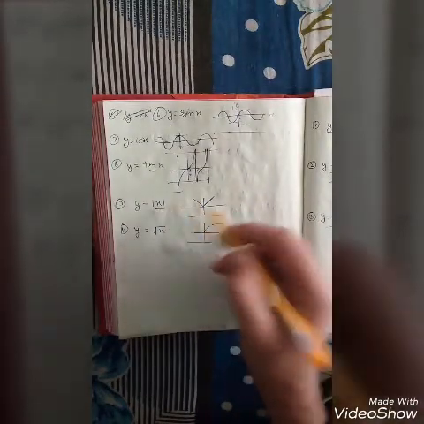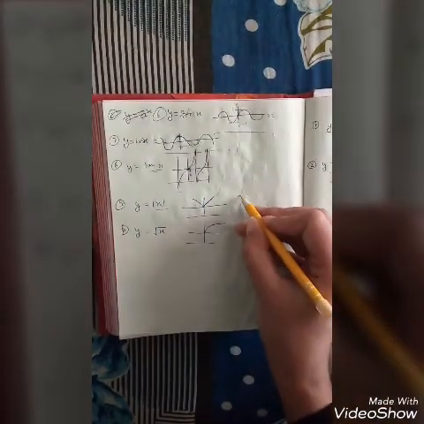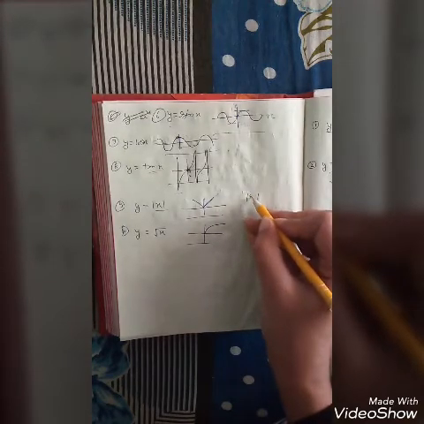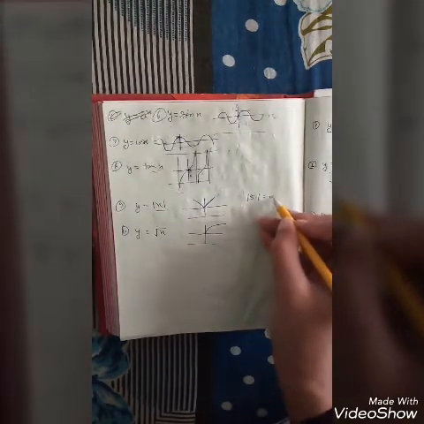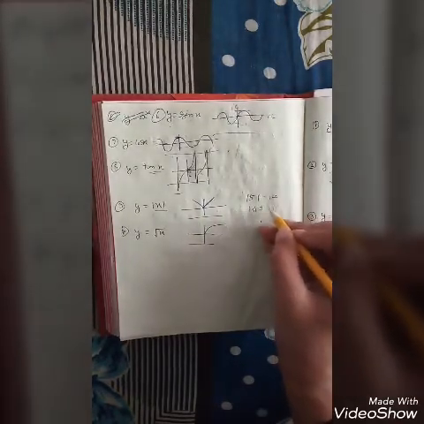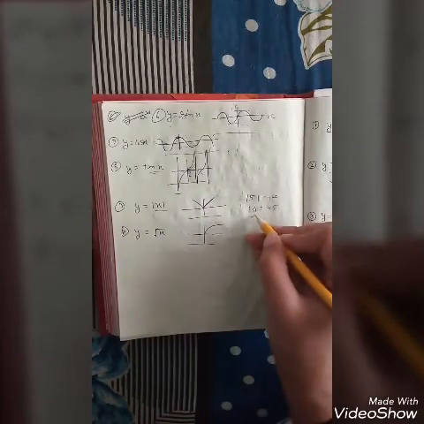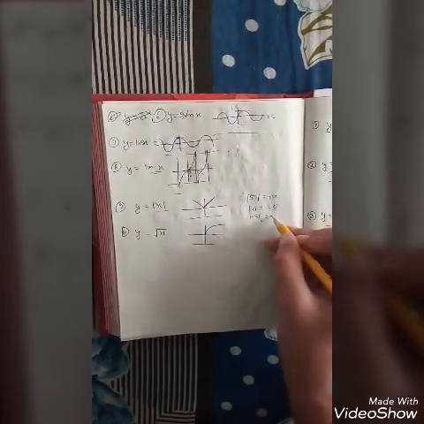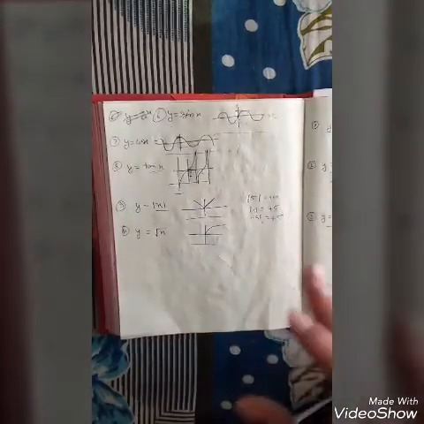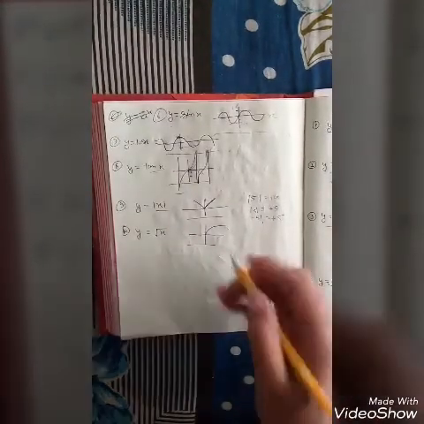Here is mod x. You must know what mod x is. Mod is a machine in which if you put any number, it will give you a positive number. If you put 5 inside mod, you will get +5. If you put -5 inside mod, you will get +5. So mod is a machine which converts any number into a positive number.